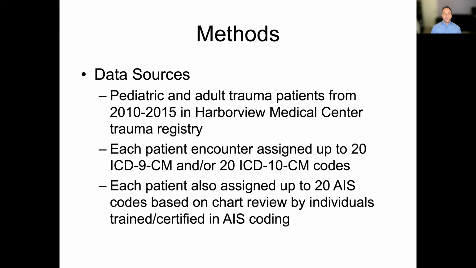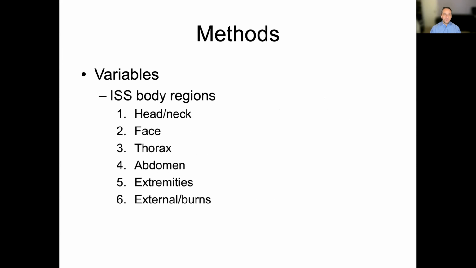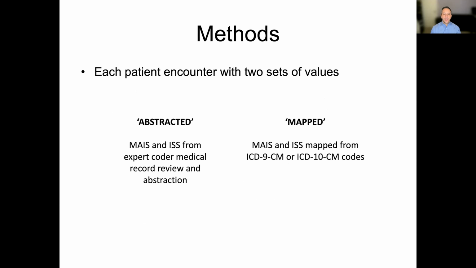In addition to that, we had up to 20 ICD codes for injuries. And then we looked at the highest AIS for any given body region, and then the composite ISS score. And we used the traditional or standard body regions there. So each patient encounter had two sets of values. We had the abstracted records, which is the maximum AIS and the injury severity score from expert coder medical record review and abstraction.